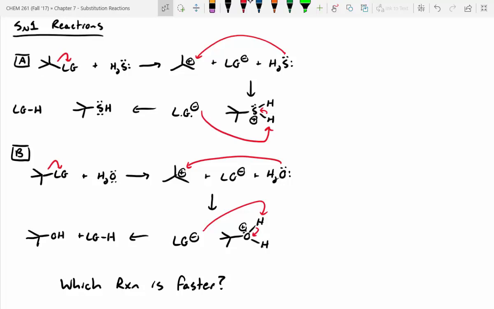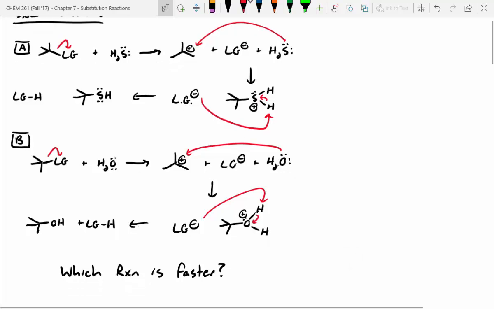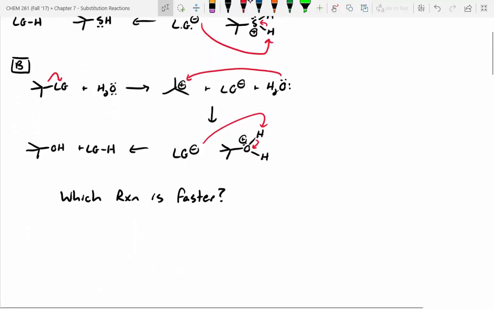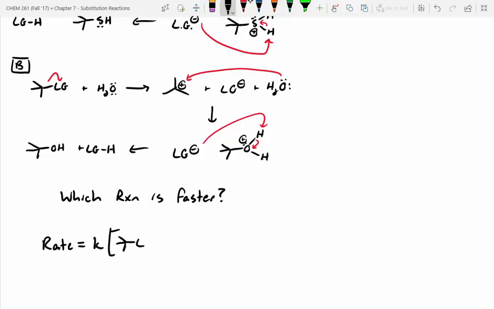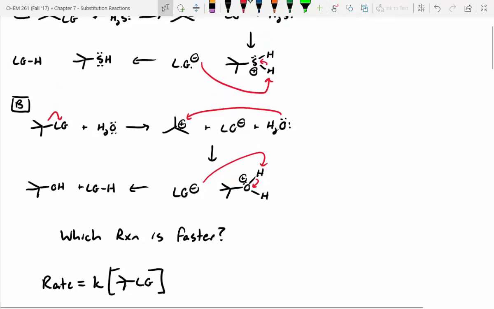All right, so let's go back. SN1 reactions, what's the rate equation? Yeah, okay, so the rate equation for SN1 is going to be our rate constant times the concentration of our substrate. What about the nucleophile? Do we include that? No. Okay, so let's go back and ask that same question now.